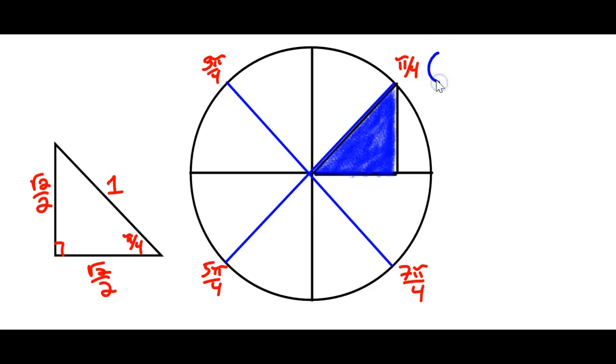You're saying, I go over how much? I go over square root of 2 over 2, and it's in the positive direction on the x-axis. How much do I go up? I go up a positive square root of 2 over 2.